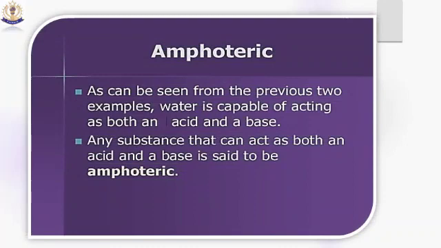After understanding these both examples, you will now be familiar with a new term, that is amphoteric. Amphoteric is any substance that can act both as an acid and a base. As you have seen in the previous two examples, water is capable of acting both as an acid and a base.